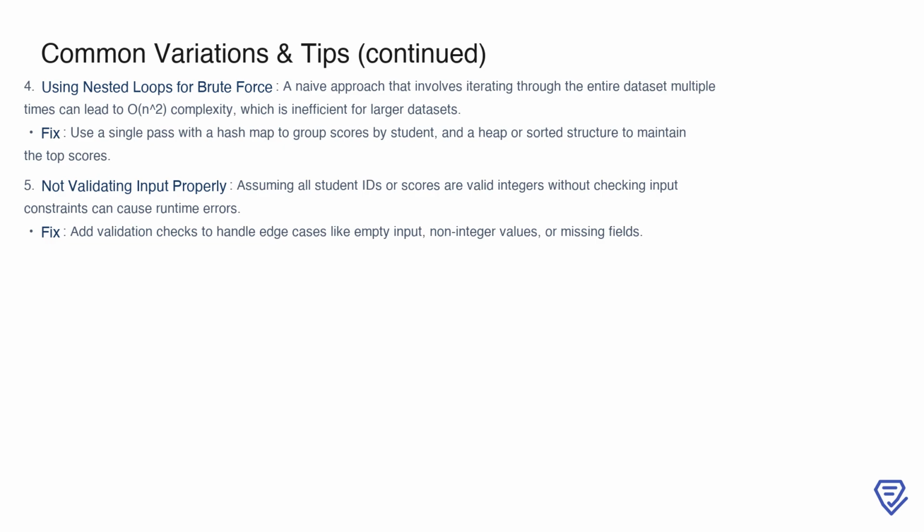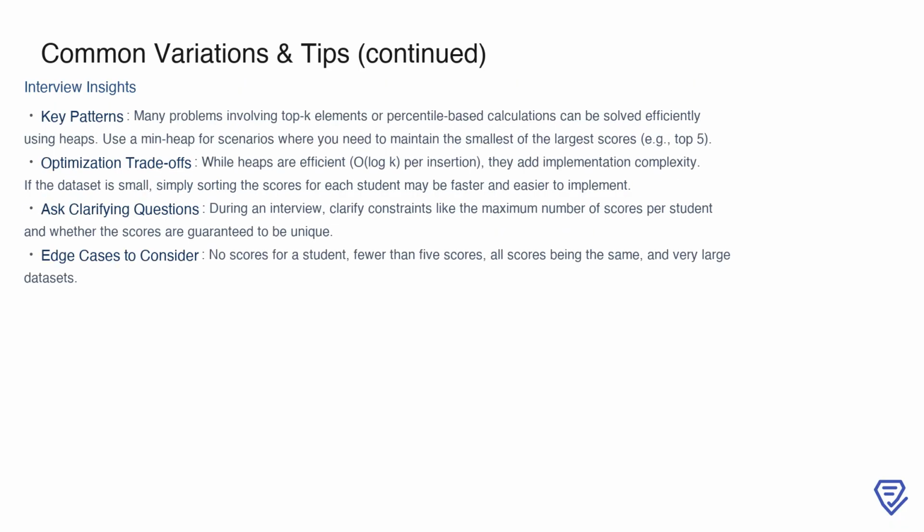Additionally, not validating the input properly can lead to runtime errors. For instance, assuming all student IDs or scores are valid integers without checking input constraints might cause issues. Always include validation checks to handle edge cases like empty inputs, non-integer values, or missing fields to ensure your solution is robust. In interviews, it's important to recognize key patterns that are often associated with problems like this.